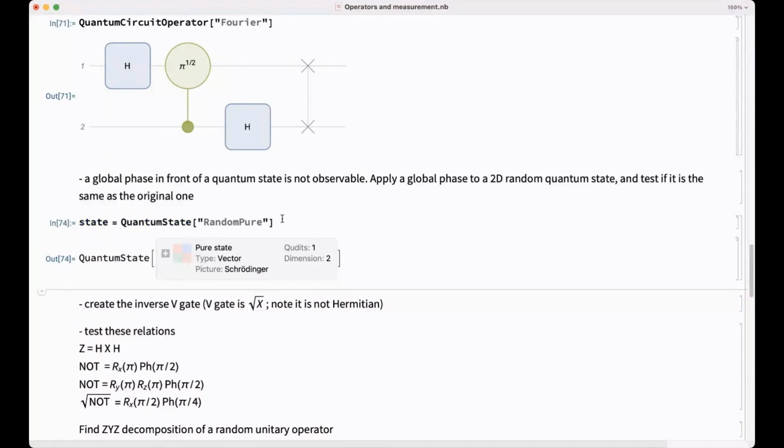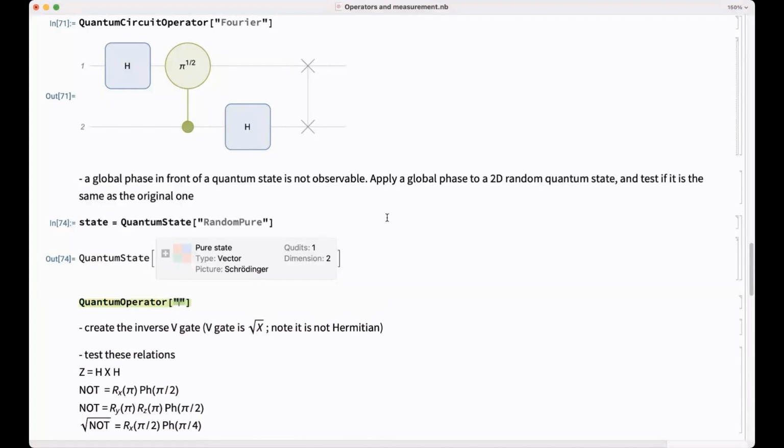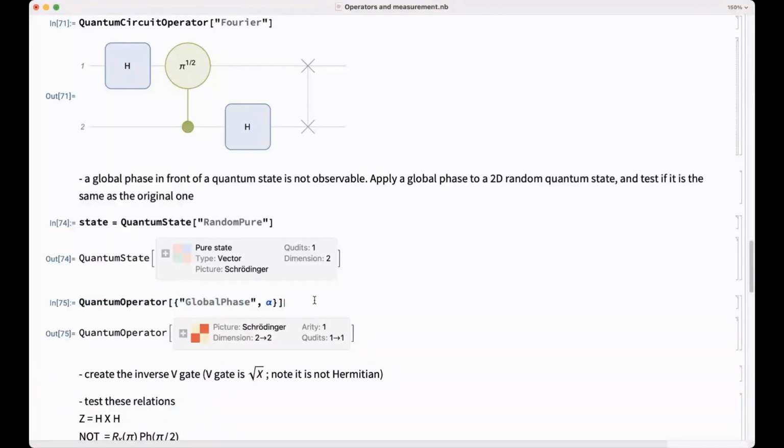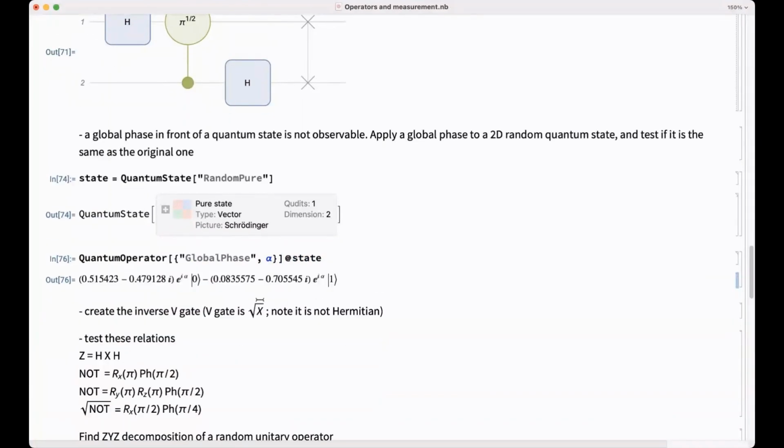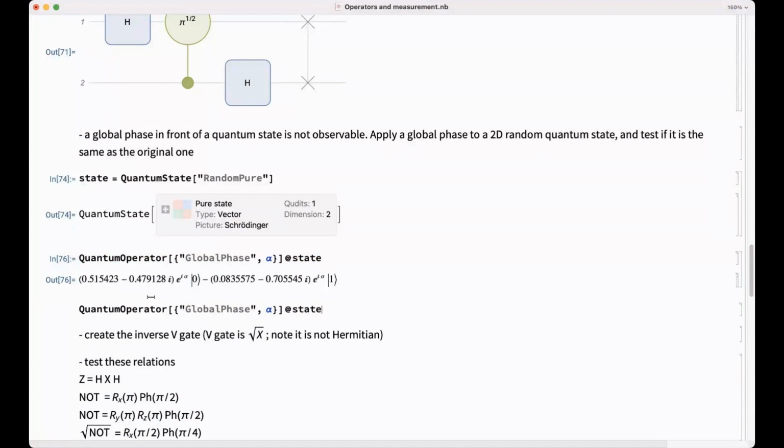a random state. Let's call it state, whatever. Now remember, we have an operator, global phase. Let's just apply global phase in front of that with whatever angle we like, and let's apply it on our state. So that's the whole thing. You see, that is not observable.